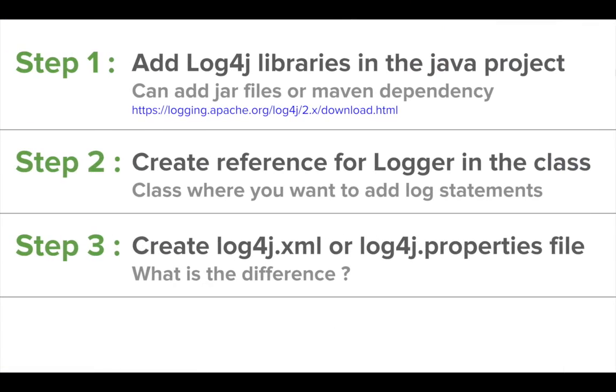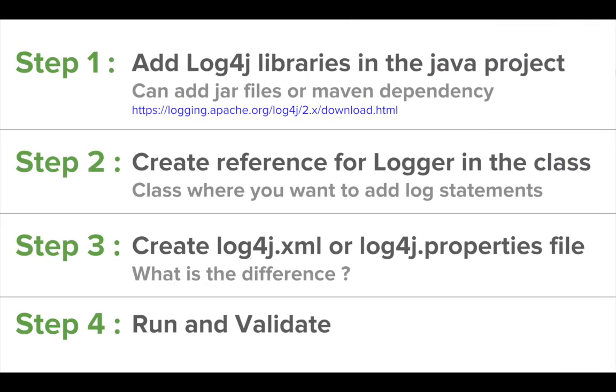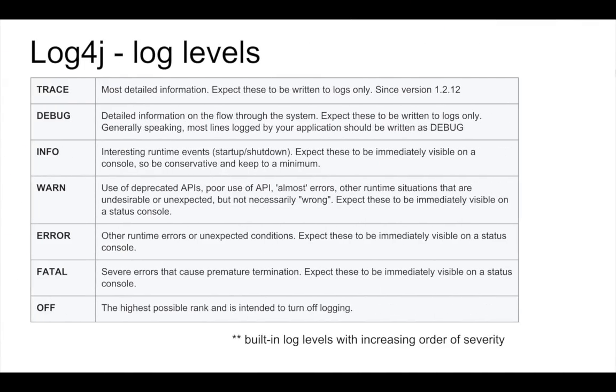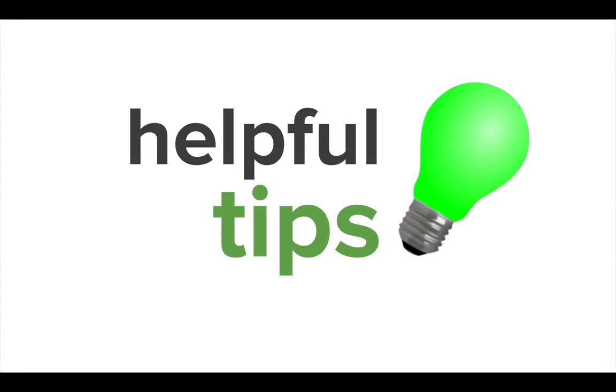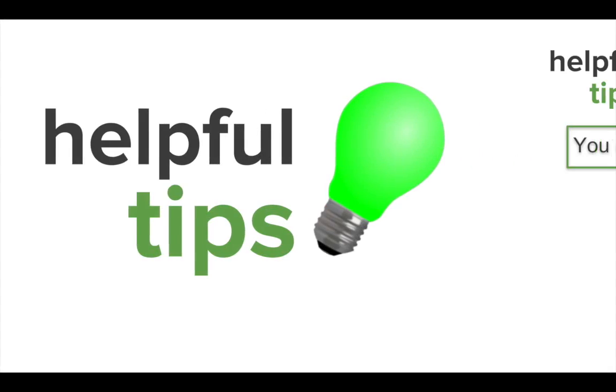Okay, so step number 4 was to run and validate, that we have already done. And here are the log levels. So if you want to have a look, you can pause this video and read about the log levels. We have different kinds of log levels here, and also I will provide all these notes and links in the description or notes section of this video. And now let us look at some very quick useful tips.